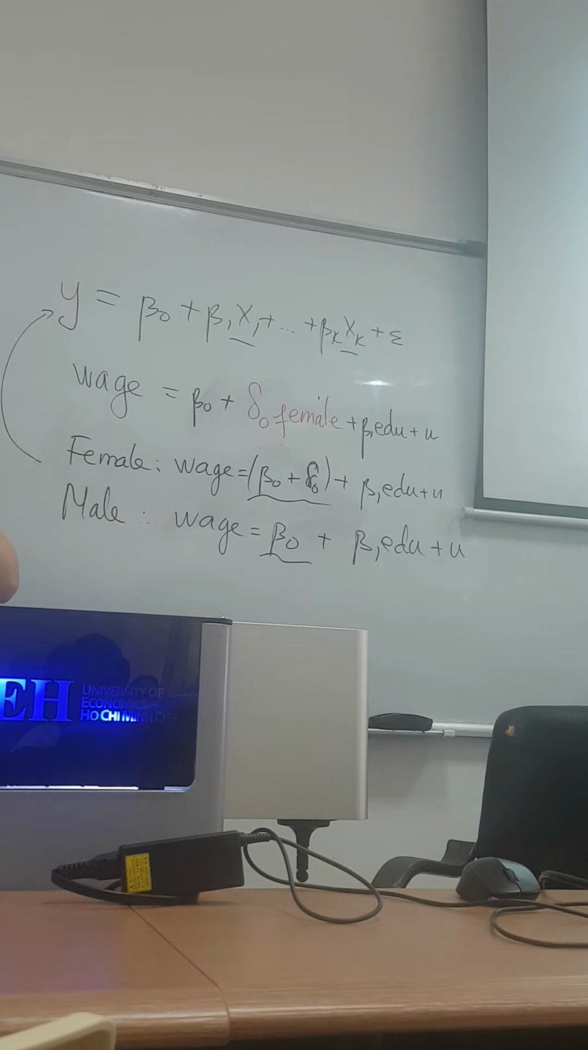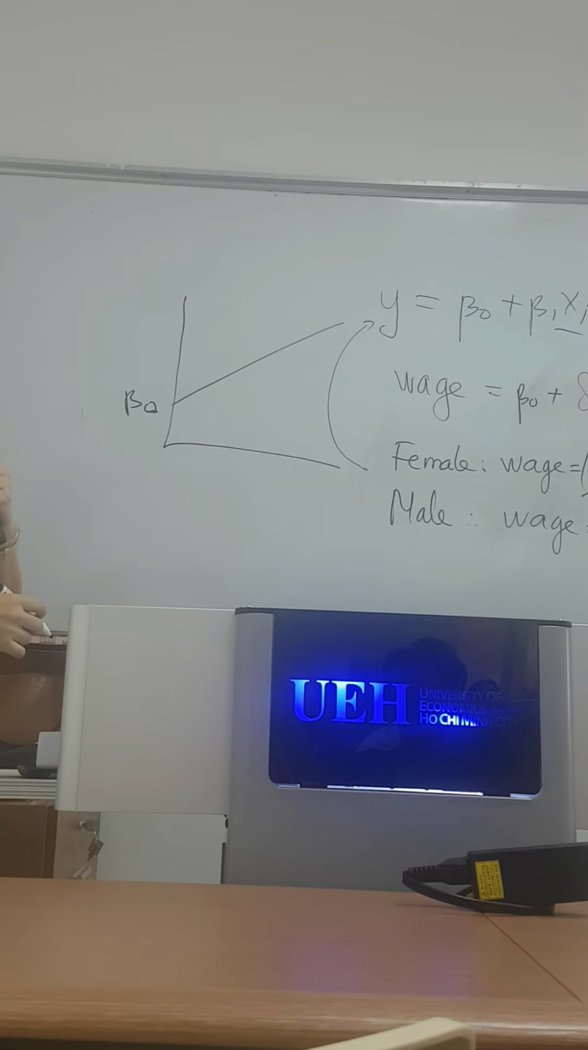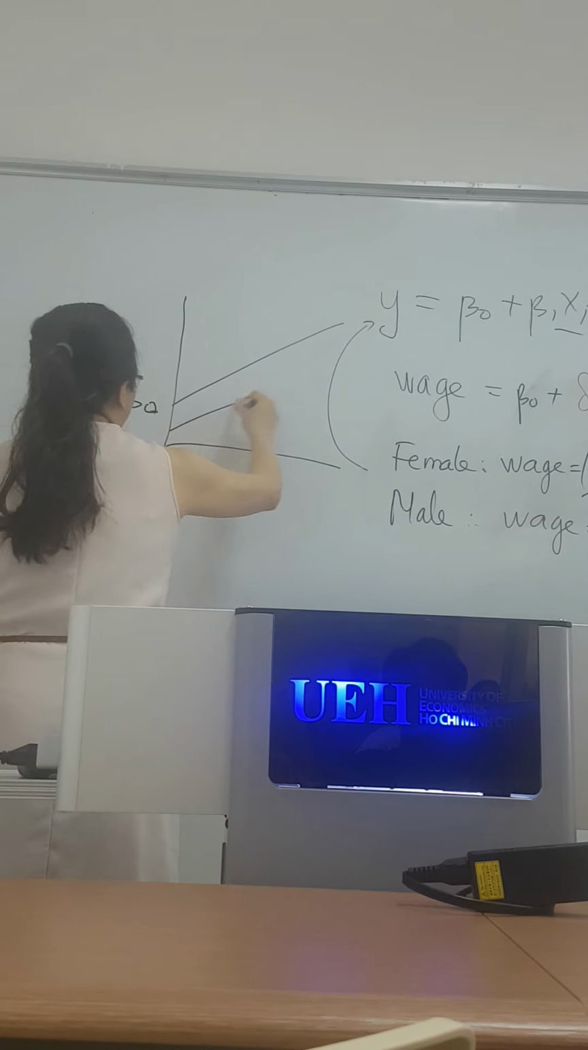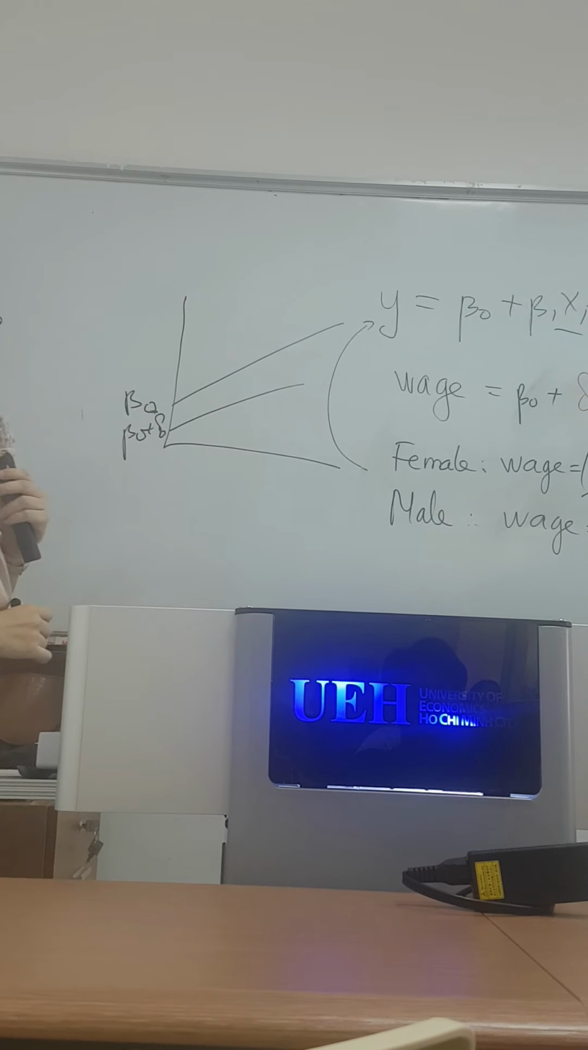Okay, so we got this here. This is beta 0, so that's the case of male. If lambda 0 is negative, then you got here beta 0 plus lambda 0, because this is negative.